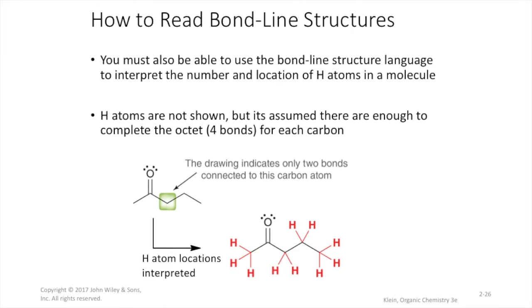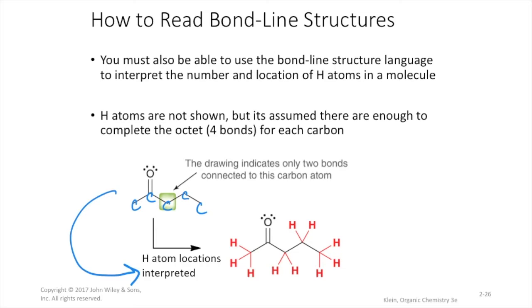So how do you figure out how many hydrogen atoms are on each carbon? It's just a matter of deduction. You know that carbons want to form 4 total bonds. So you look at the number of bonds that are represented, and then you add the appropriate number of hydrogens to get to 4. So if we convert this structure to here, we do so by first adding in our carbons.